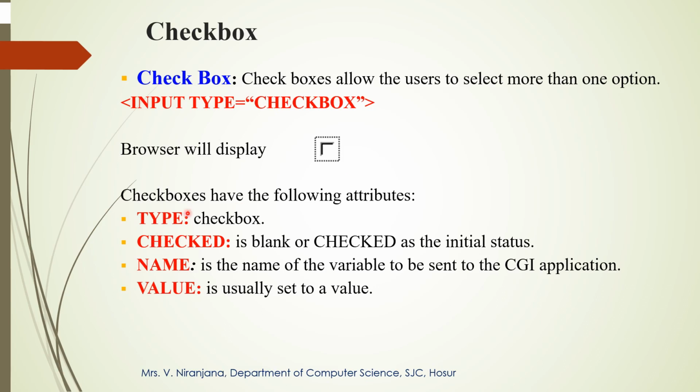Then the attributes of the checkbox are given here. Type: in the type, you have to give checkbox. Checked: when you give the attribute checked, by default the checkbox will be selected. You can deselect it whenever you want. The name is used to give the name for the checkbox, and value is usually set to a value, either checked or not checked.